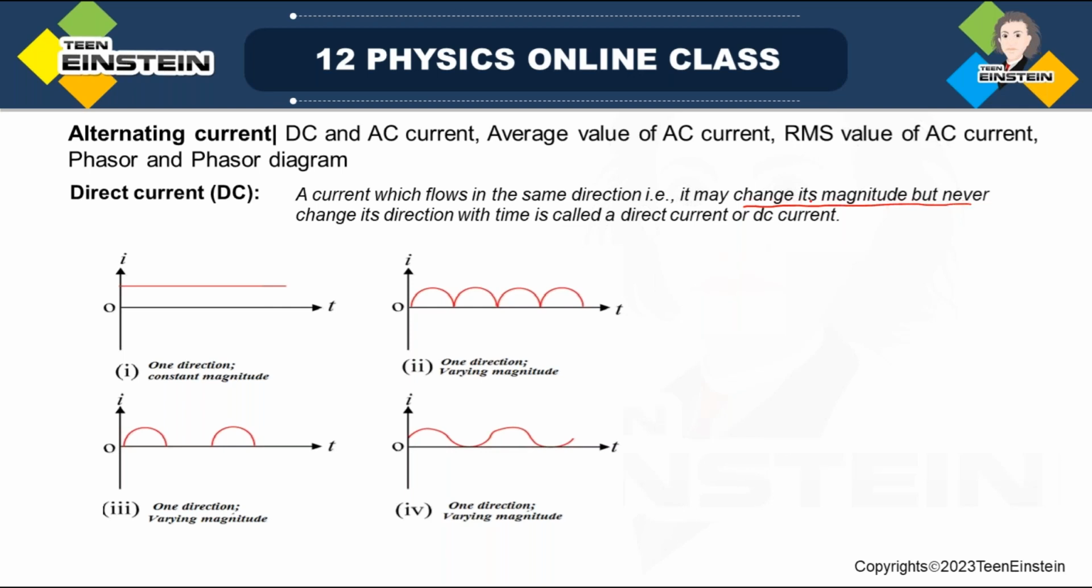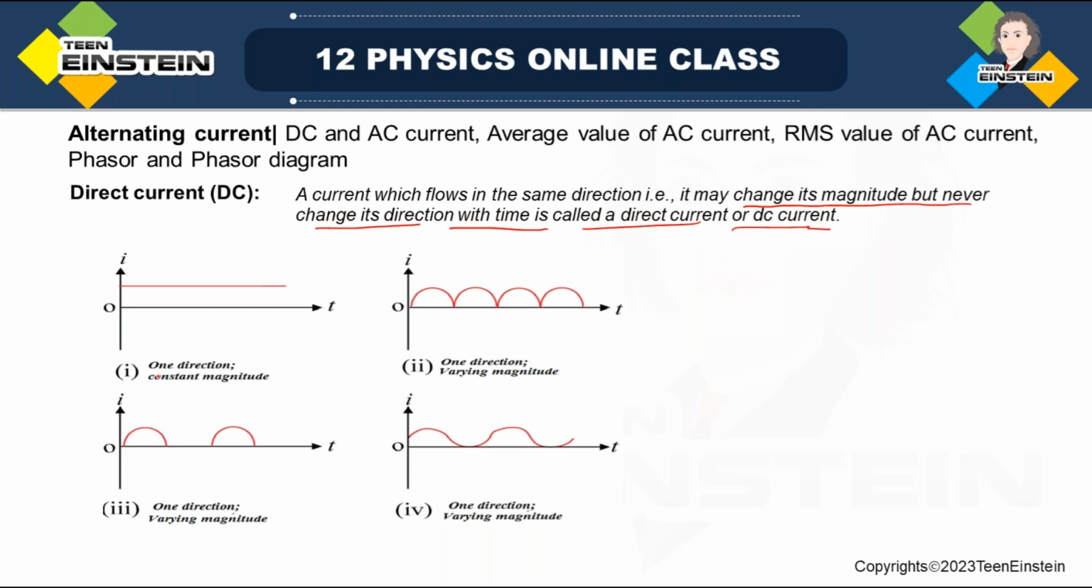In lower standard books you might have learned that DC means it doesn't change its magnitude, the value is always constant. That is one part of the definition. Its magnitude may be the same, that is fine, that is one kind of DC. But a DC signal, current or voltage may change its magnitude but never change its direction with time. That is actually DC current. I'll give you some examples of DC current.